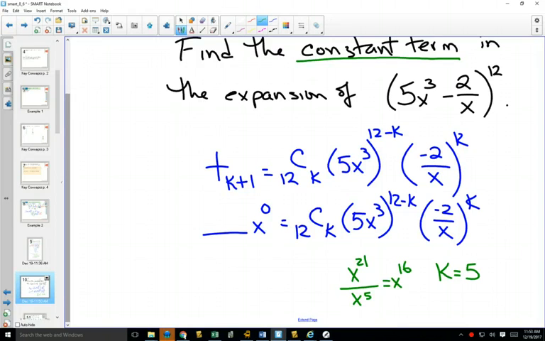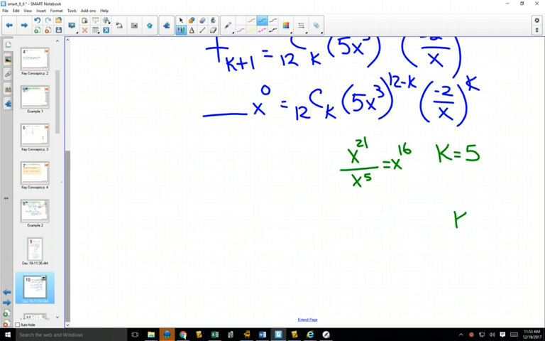What do we want? We want x to the 0. So for our next logical, educated guess, should we pick a value for k that's larger than 5 or smaller than 5? Larger than 5. So what would you like to try next? 11. If we try 11, here I'm going to have on the top x cubed to the 1, which is x cubed, and 11 here would give me x to the 11 on the bottom. That ends up with x to the negative 8.